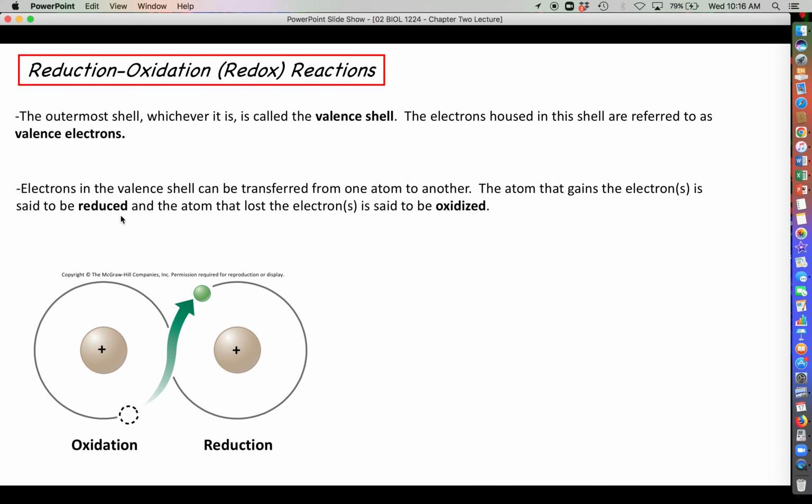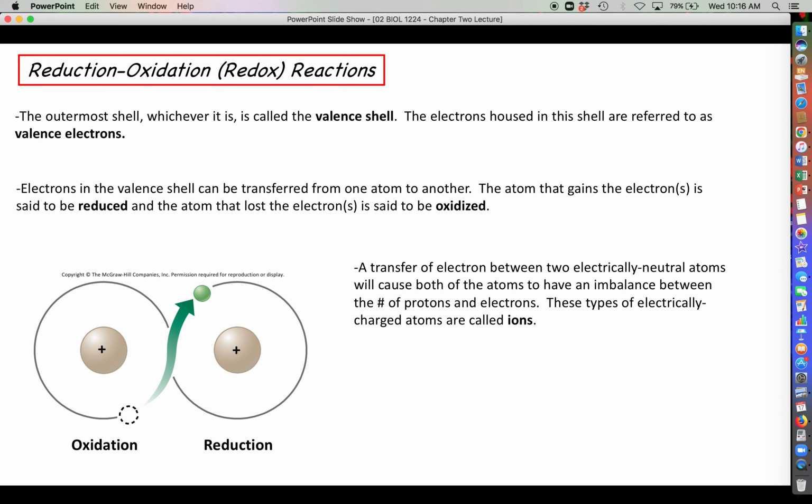Now that might sound strange because when you think of reduce, you think of something that is lost. But for the atom that gains this electron, it is reduced in the sense that it has gained a -1 charge. So that is where the reduction term comes in. The atom that lost the electron is therefore said to be oxidized. So oxidation is for losing electrons and reduction is for gaining electrons.